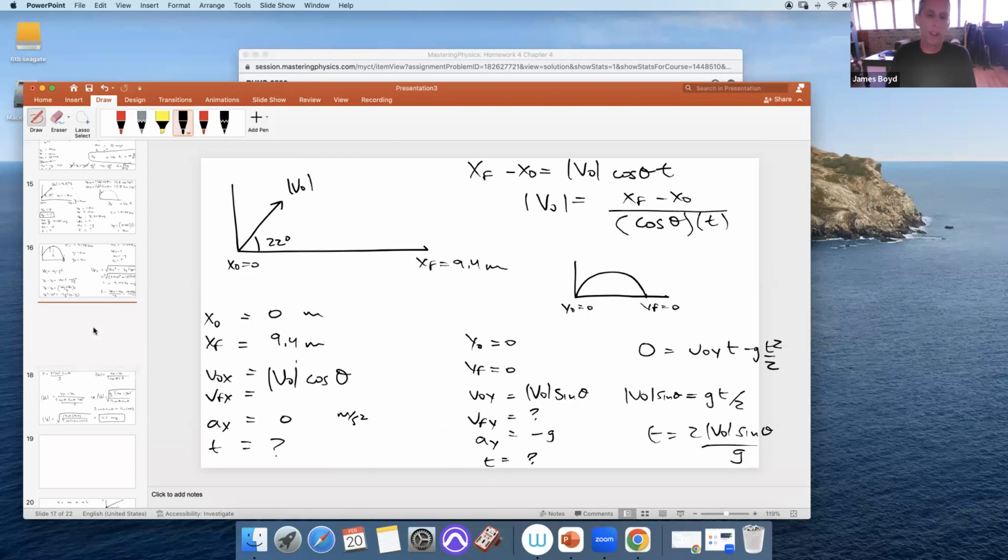But the idea here was, again, same thing. Now we don't know V naught. We have to solve for V naught. The other thing in this problem is that Y initial and Y final were 0. So that made it easy to find the time. And then we put the time back in. And we had to solve for V naught.